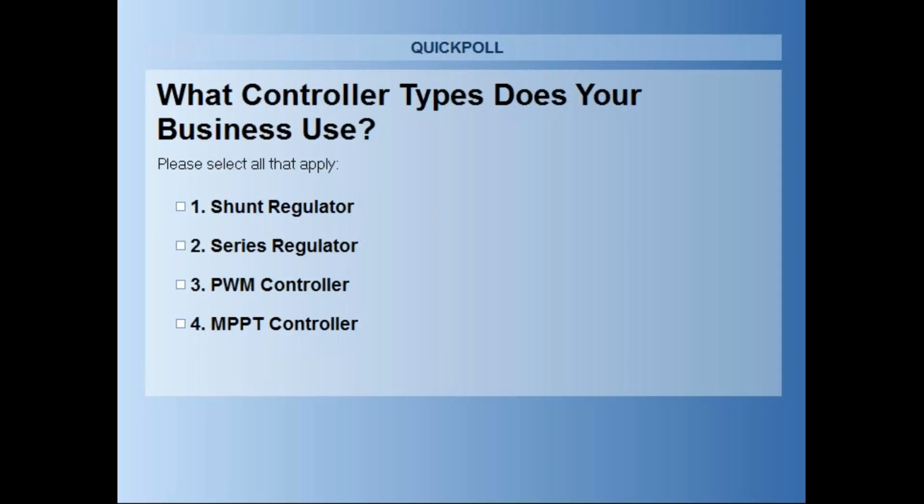Okay, I think most of the people have voted. It looks like the majority are using either pulse width modulation or maximum power point tracking. Actually, almost 75% of you are using MPPT charge controllers. And a few are using the shunt, very few are using the series, but mostly pulse width modulated and MPPT.